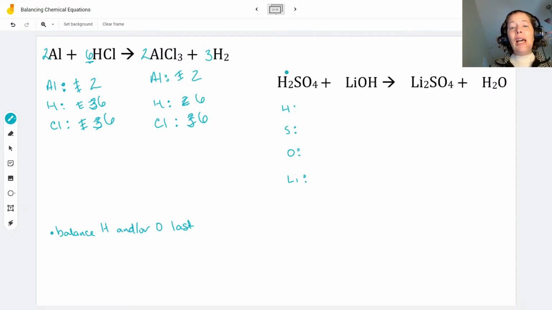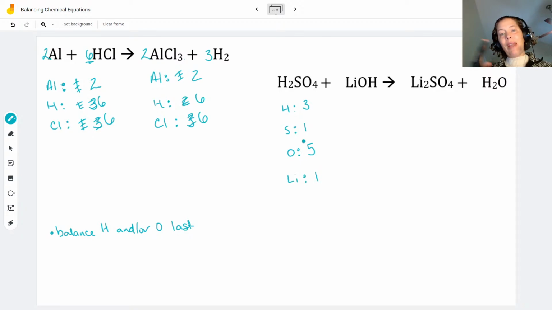So for hydrogen, I have 2 hydrogen atoms from sulfuric acid and 1 hydrogen atom from lithium hydroxide. So I have 3 total hydrogen atoms. For sulfur, I just have 1. For oxygen, I have 4 from sulfuric acid and 1 from lithium hydroxide. So I have 5 oxygen atoms, and of course lithium, I just have 1.